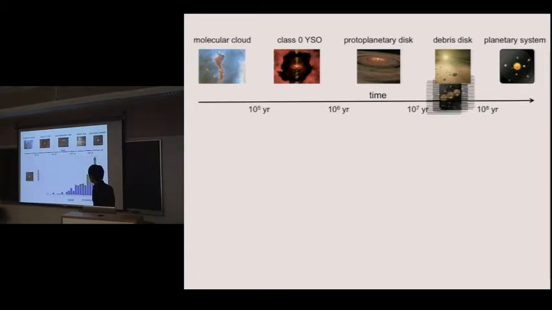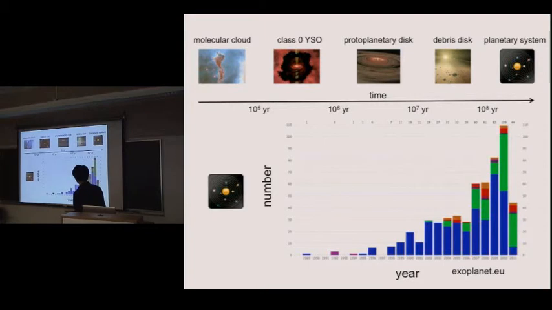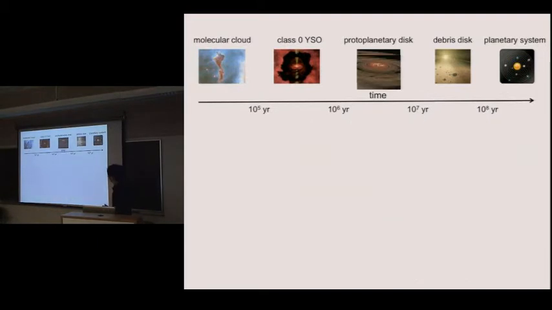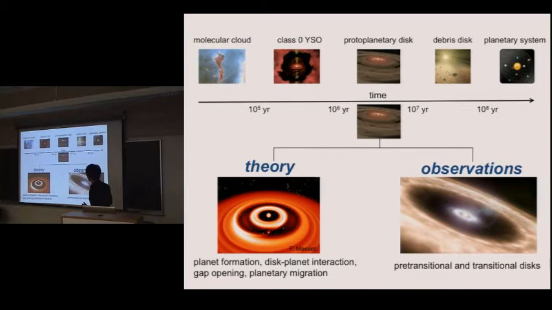This is a little out of date. This is the number of planets detected as a function of time, up to 2011. Now we know Kepler has essentially shifted the vertical axis. But the point is that almost all the planets here were discovered at this stage. So what I'll be talking about today is what happens here, at the protoplanetary disk.